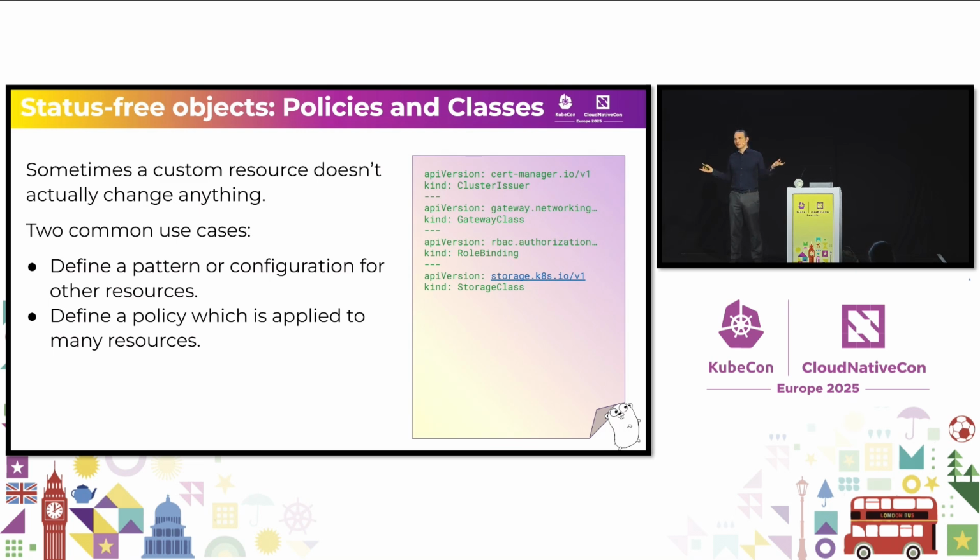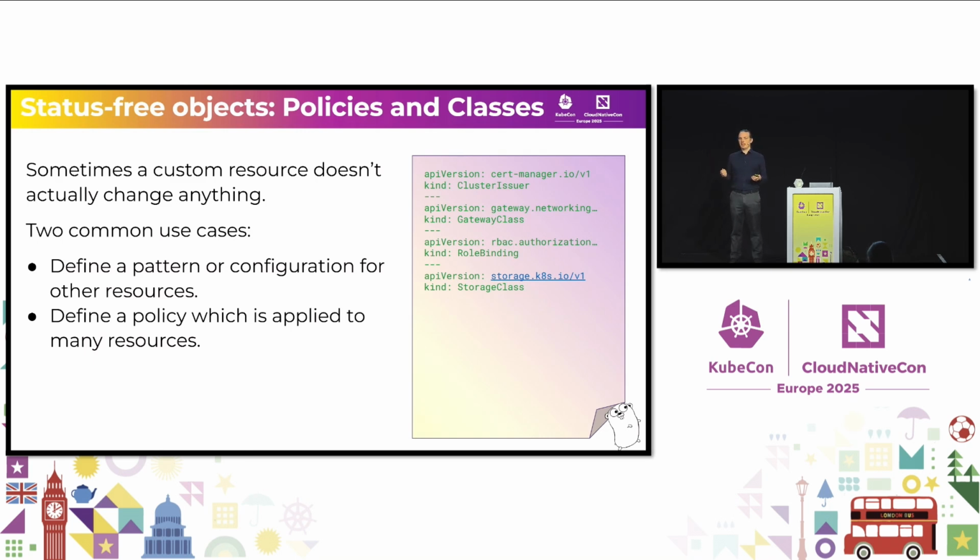And so when that happens, you don't have to include it. It's not a Kubernetes rule that you have to have a spec and a status. And sometimes you're defining configuration for something else. And that configuration on its own doesn't affect anything. It's only when you wire it into something else.